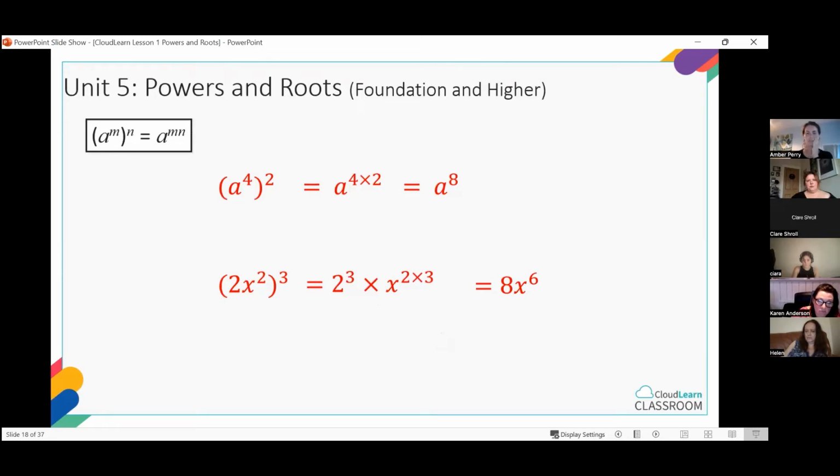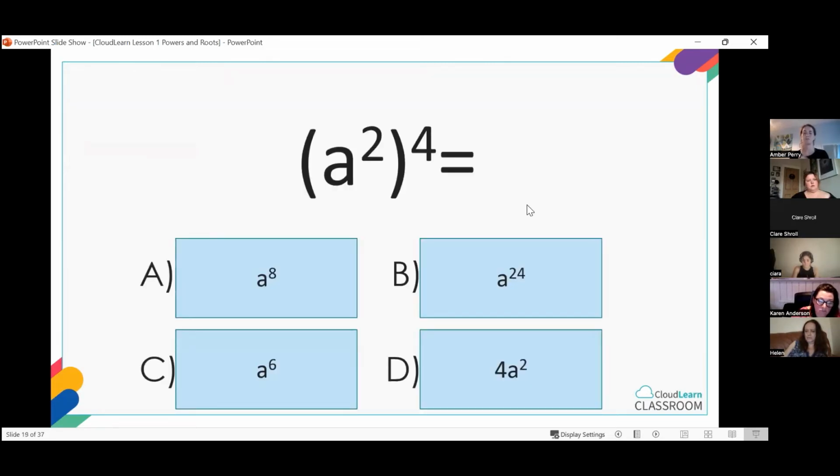And I'm going to redo that. I'm going to go back to my poll. So here's one for you to have a go at. I'll give you just a moment to have a go at this one. Let's relaunch that poll. Here you go. Remember A, B, C, or D.